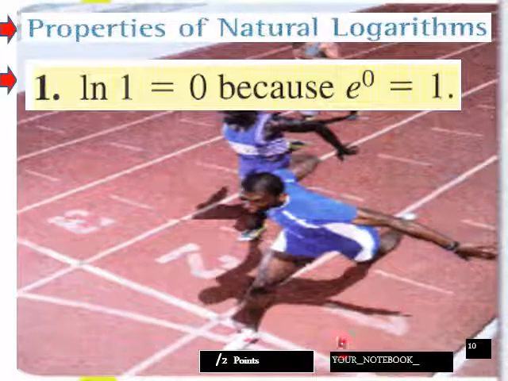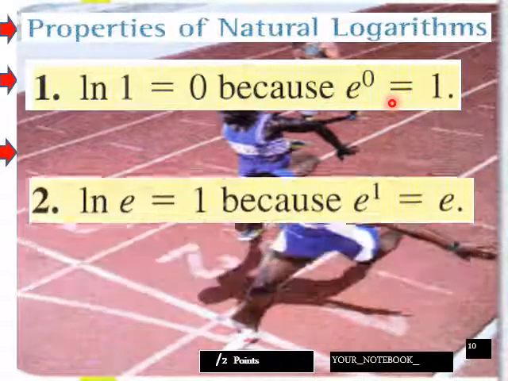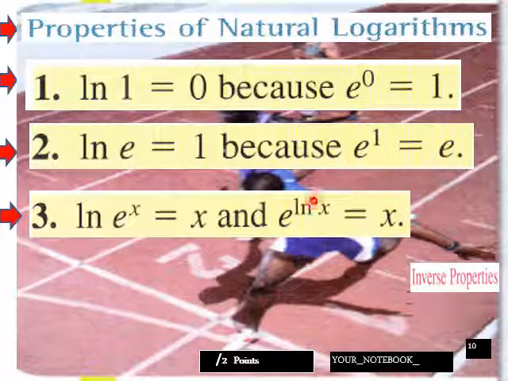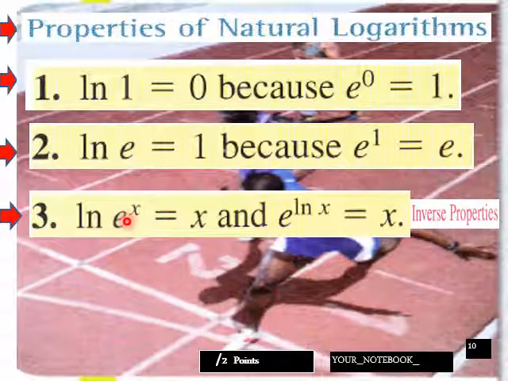Properties of natural logs. This goes in your notebook, page 10, students. Natural log 1 equals 0 because e to the 0 equals 1. Natural log e equals 1 because e to the 1 equals e. Natural log e to the x equals x, and e to the natural log x equals x.